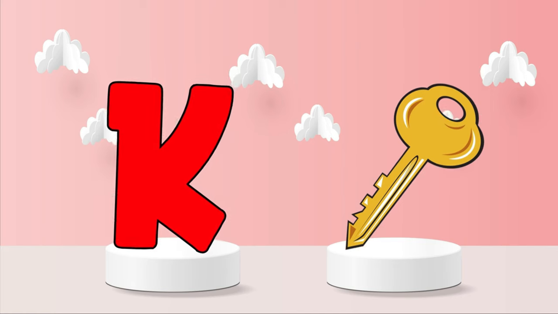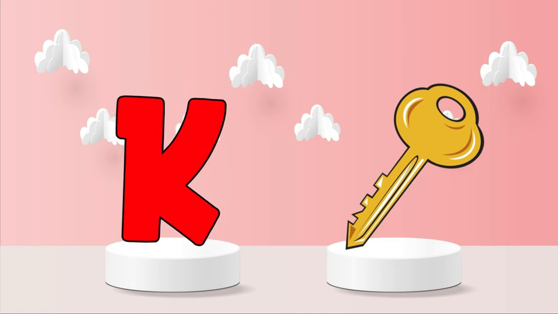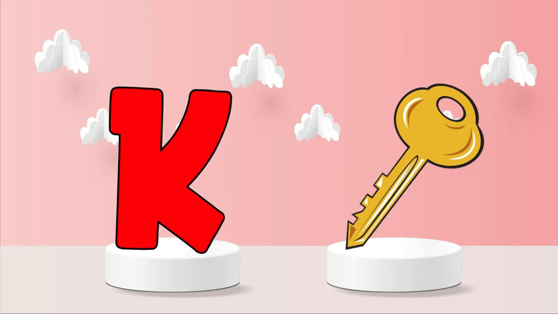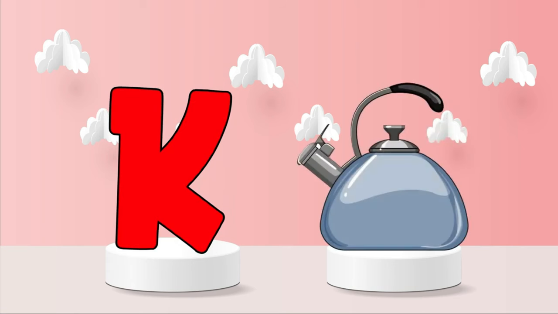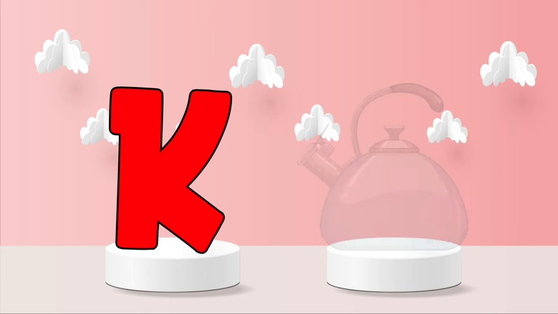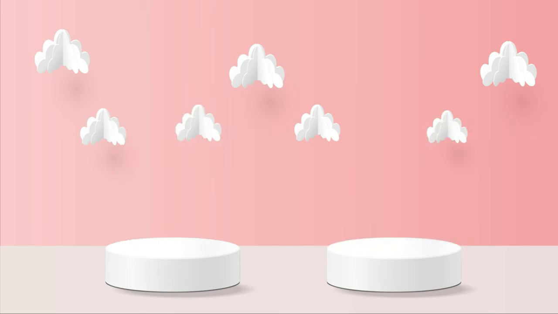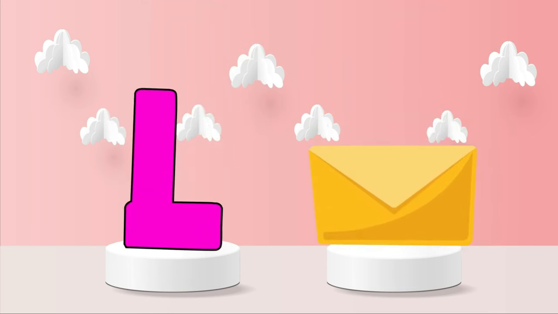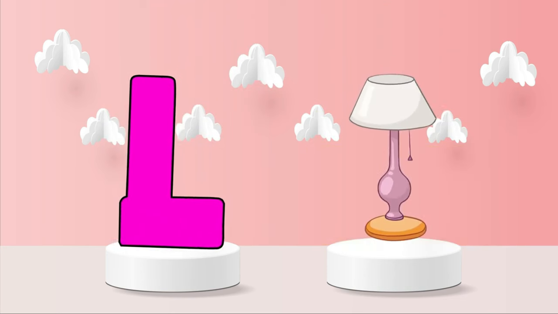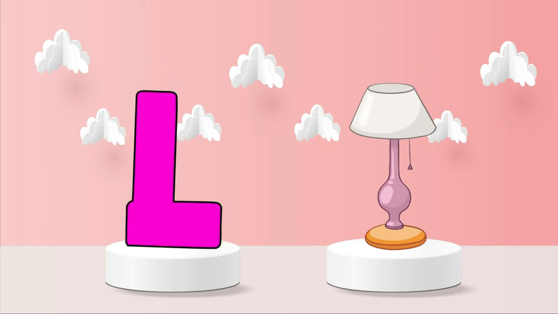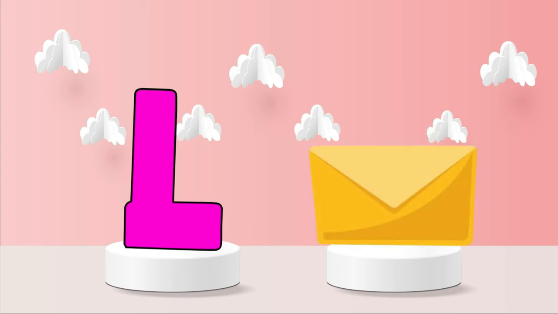K is for key, k k key. K is for k k k k kettle. K is for k k k k key. L is for ladder, l l ladder. L is for lamp, l l lamp. L is for l l l l ladder. L is for l l l l lamp.